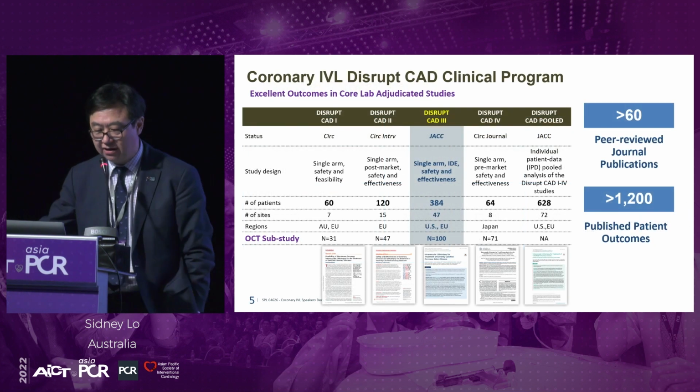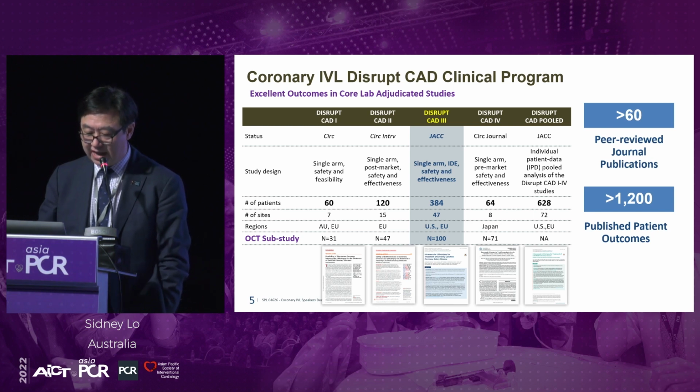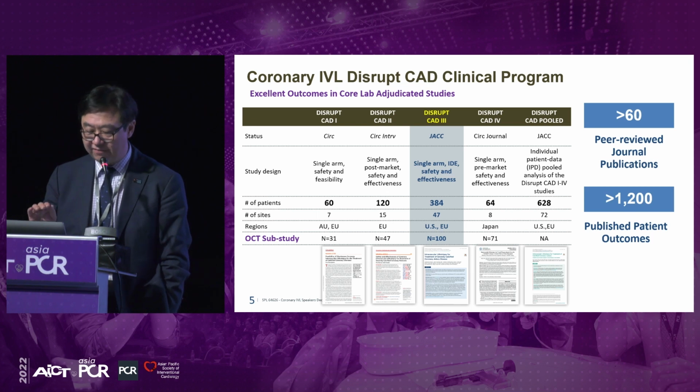This is the totality of the trials, and notice that these are not randomized trials. These are large single-arm IDE studies, and you can see that the largest of the 3 is Disrupt. This is a very, very disruptive technology, and aptly named, the trials of Disrupt CAD 1, 2, 3, and 4. And notice that the 3 is the largest, 384 patients done in the US and Europe. And all of them have an FDA-mandated OCT substudy, which leads to our increased understanding of the mode of action of lithotripsy. Notice that published articles are many.